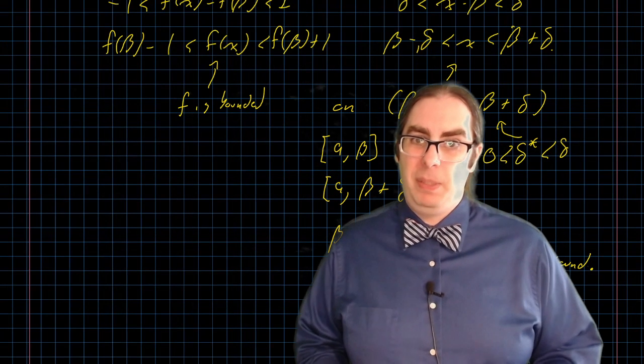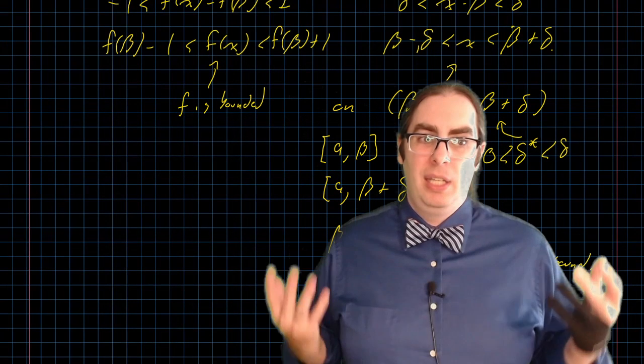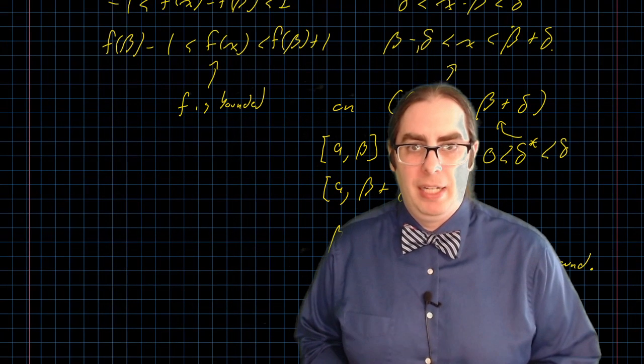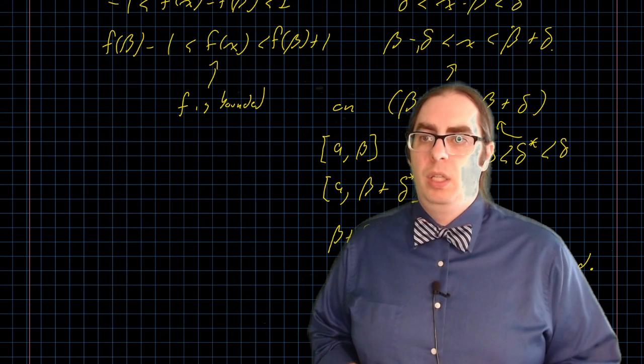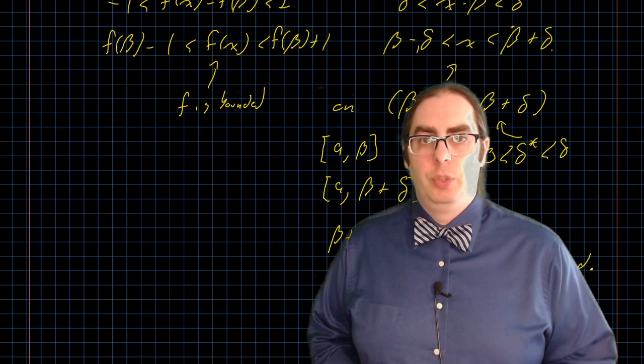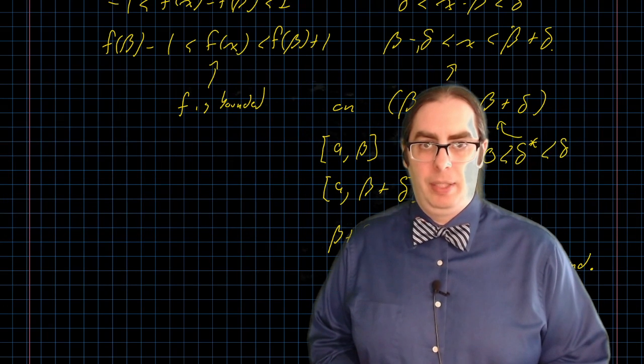And so it must be the case that that assumption was wrong, leaving the only other possibility left, beta is equal to B. And so we get the conclusion we wanted. This function is bounded everywhere.